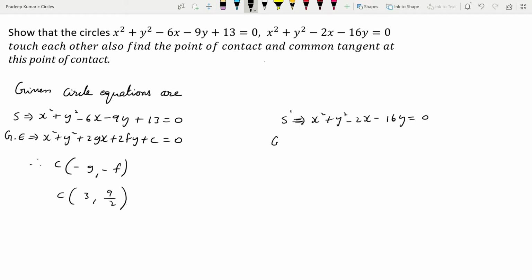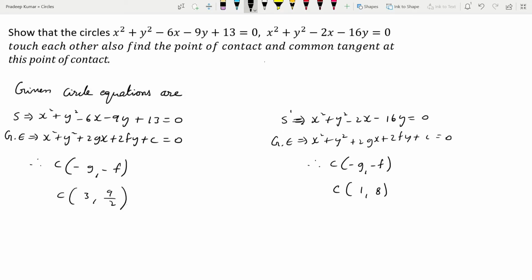So I can write here the general equation I'm comparing. So I'll be getting x square plus y square plus 2gx plus 2fy plus c equal to 0 is the general equation. Same scenario, the center is minus g comma minus f, where when we compare we are getting the center as 1 comma 8. So we got the first center, even we got the center for the second circle also.